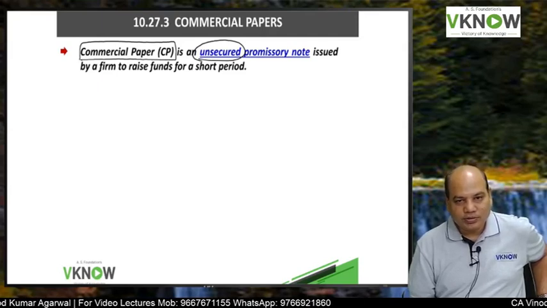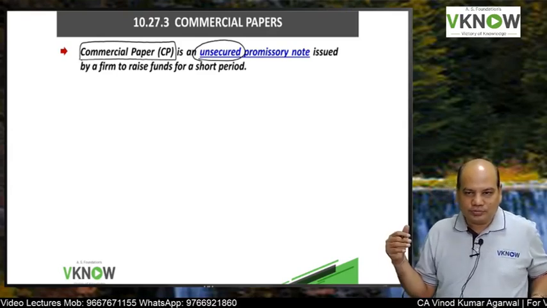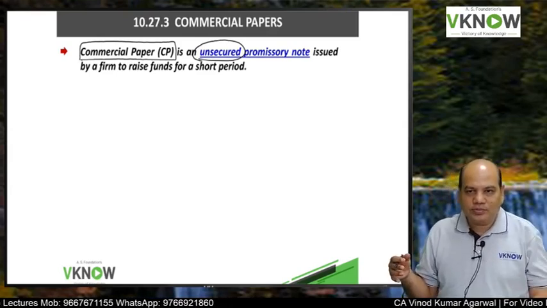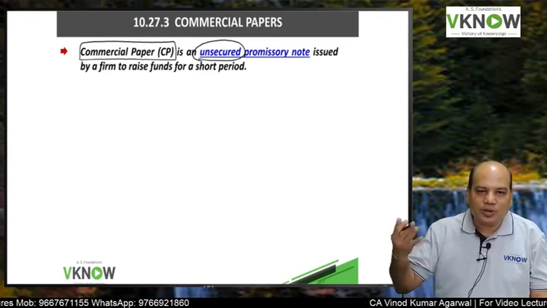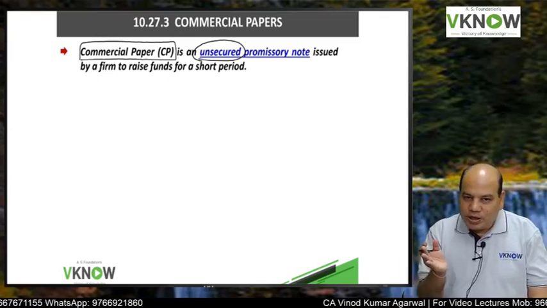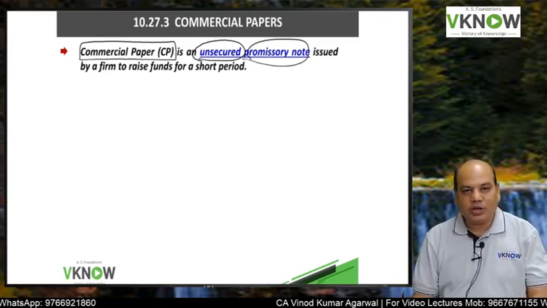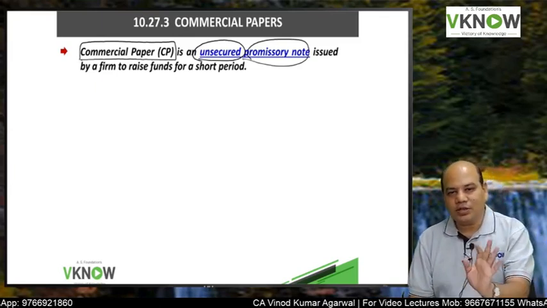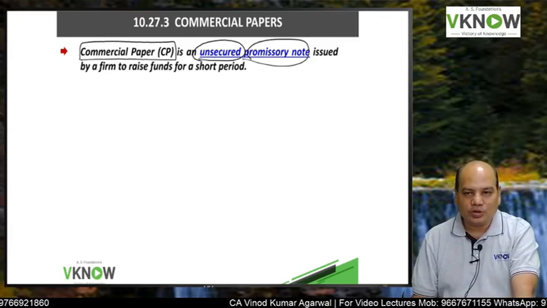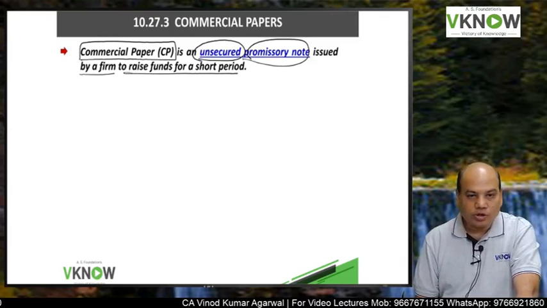If the company is bankrupt, your money can be lost. When you don't have any specific security, you have to stand in the queue. This normally does not happen. Only theoretically, if the company is not able to pay, then you are an unsecured creditor and you will be paid like an unsecured creditor. It's an unsecured promissory note, meaning the amount will be paid after a certain time period. That is called a promissory note. Is it right? Issued by a firm to raise funds for a short period.